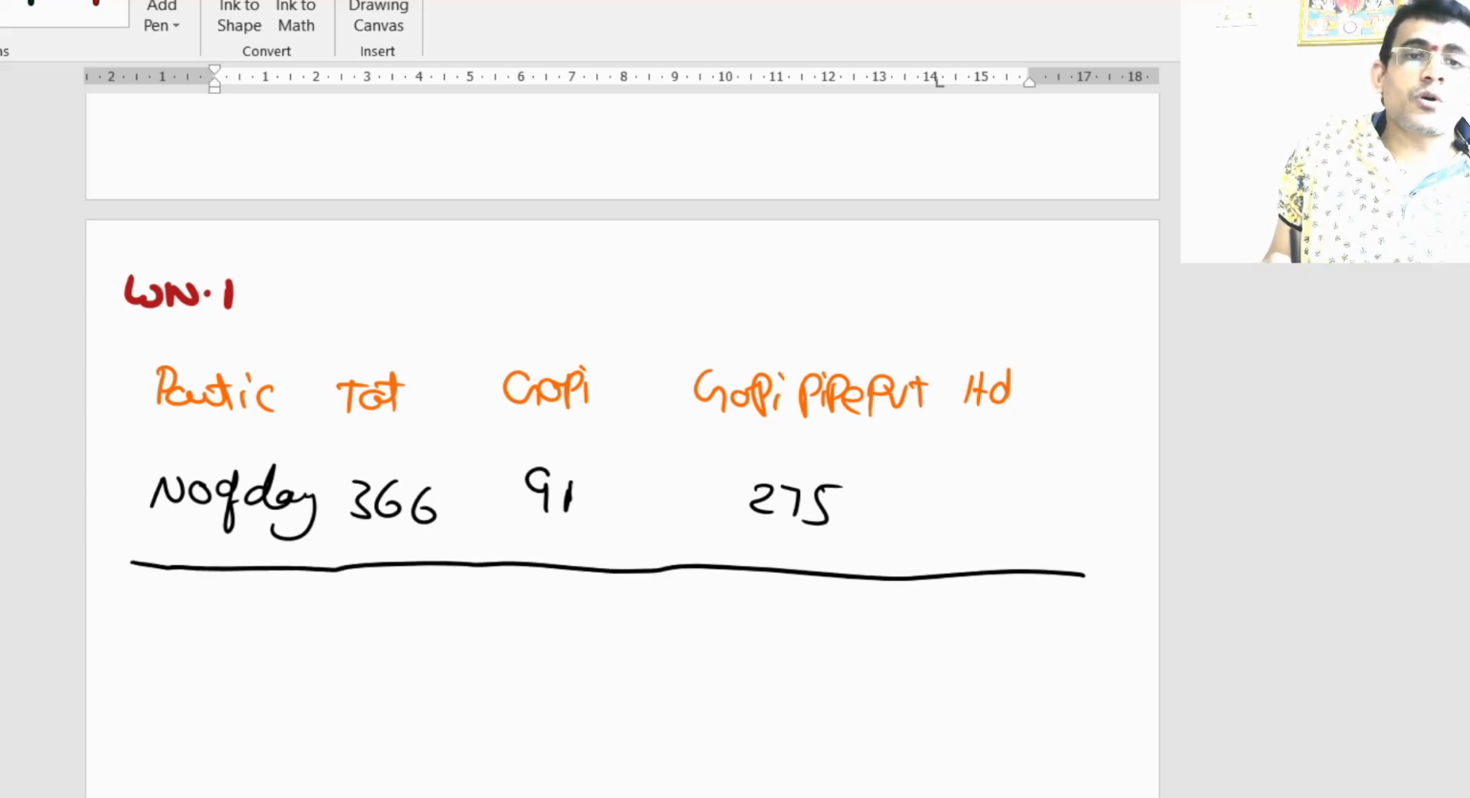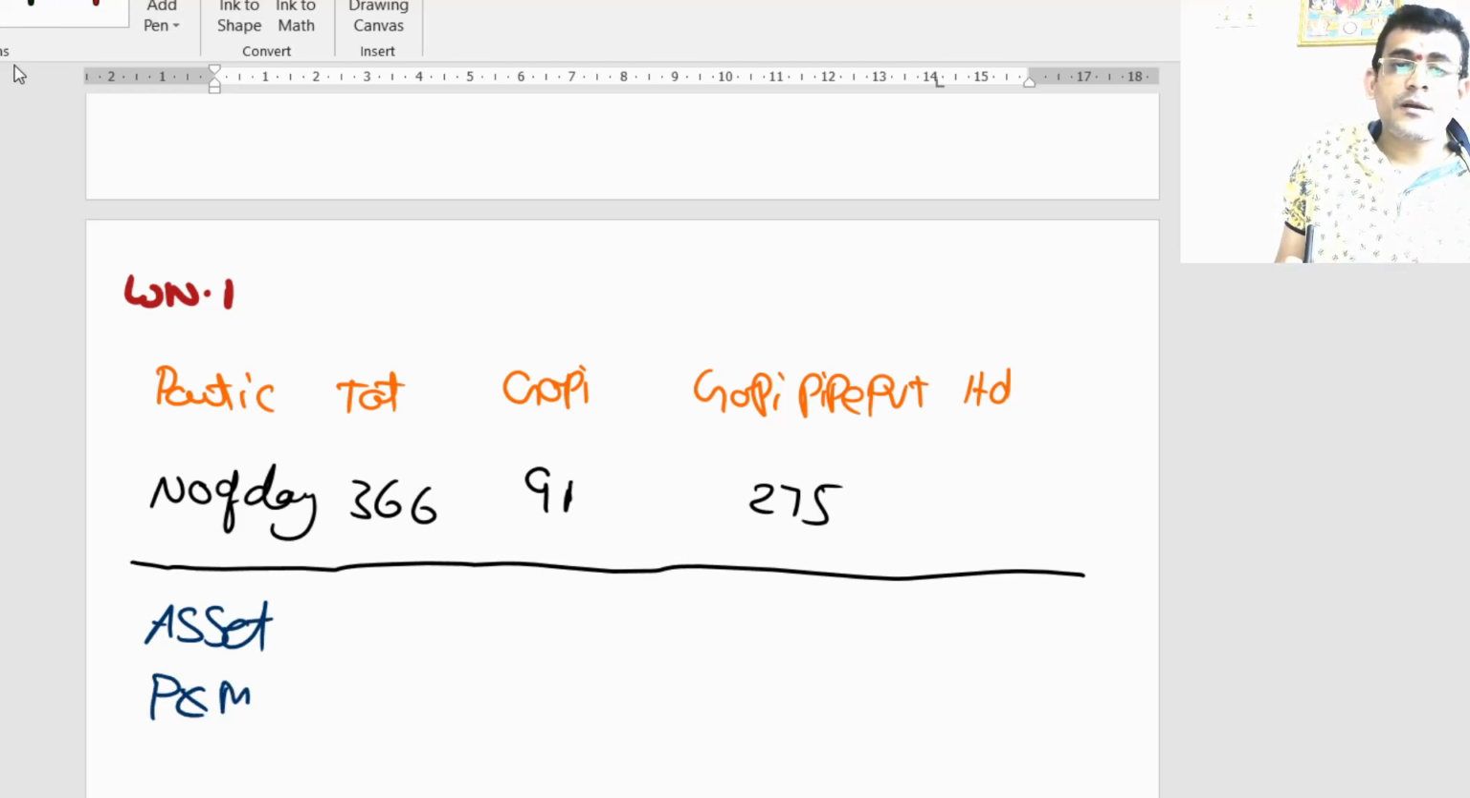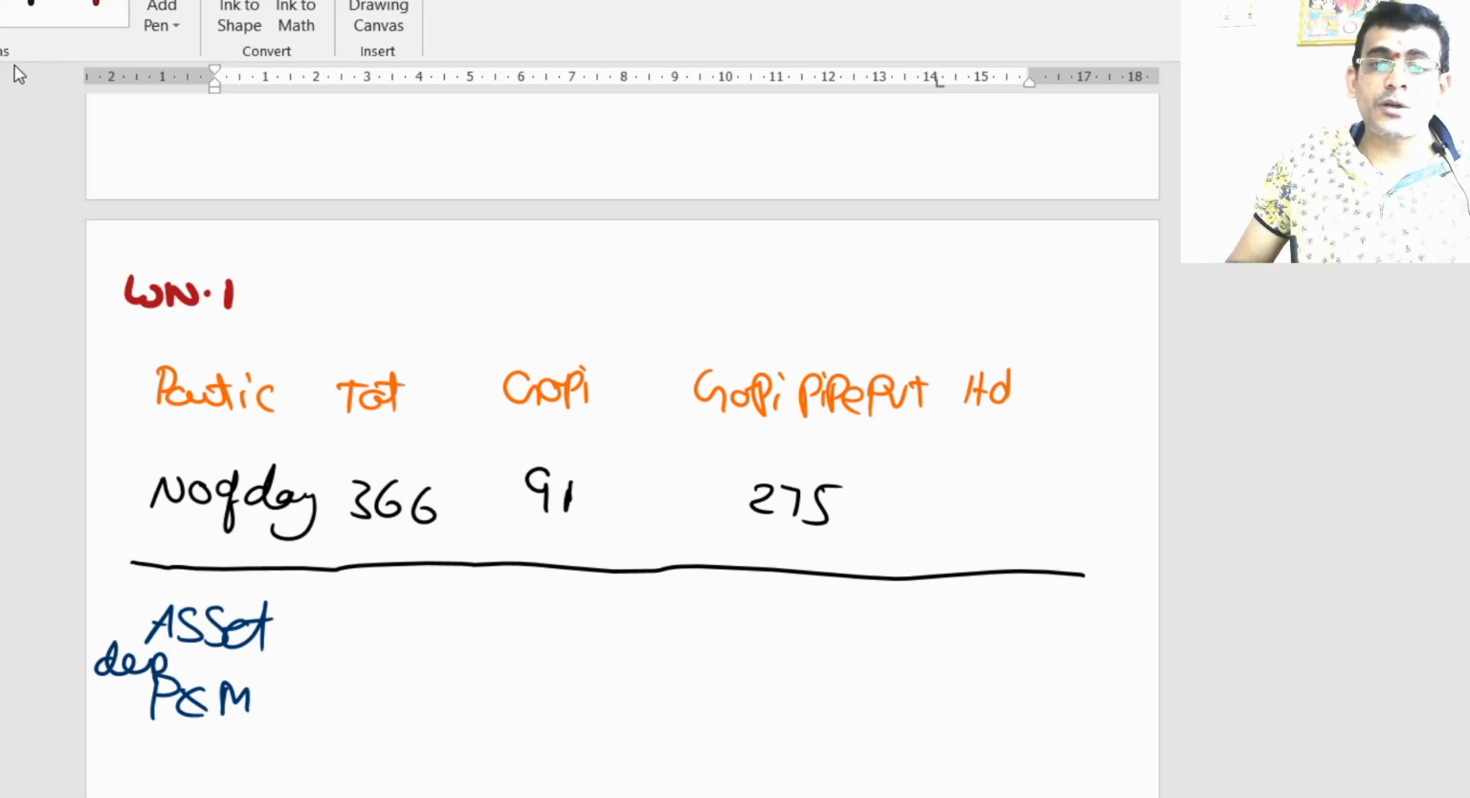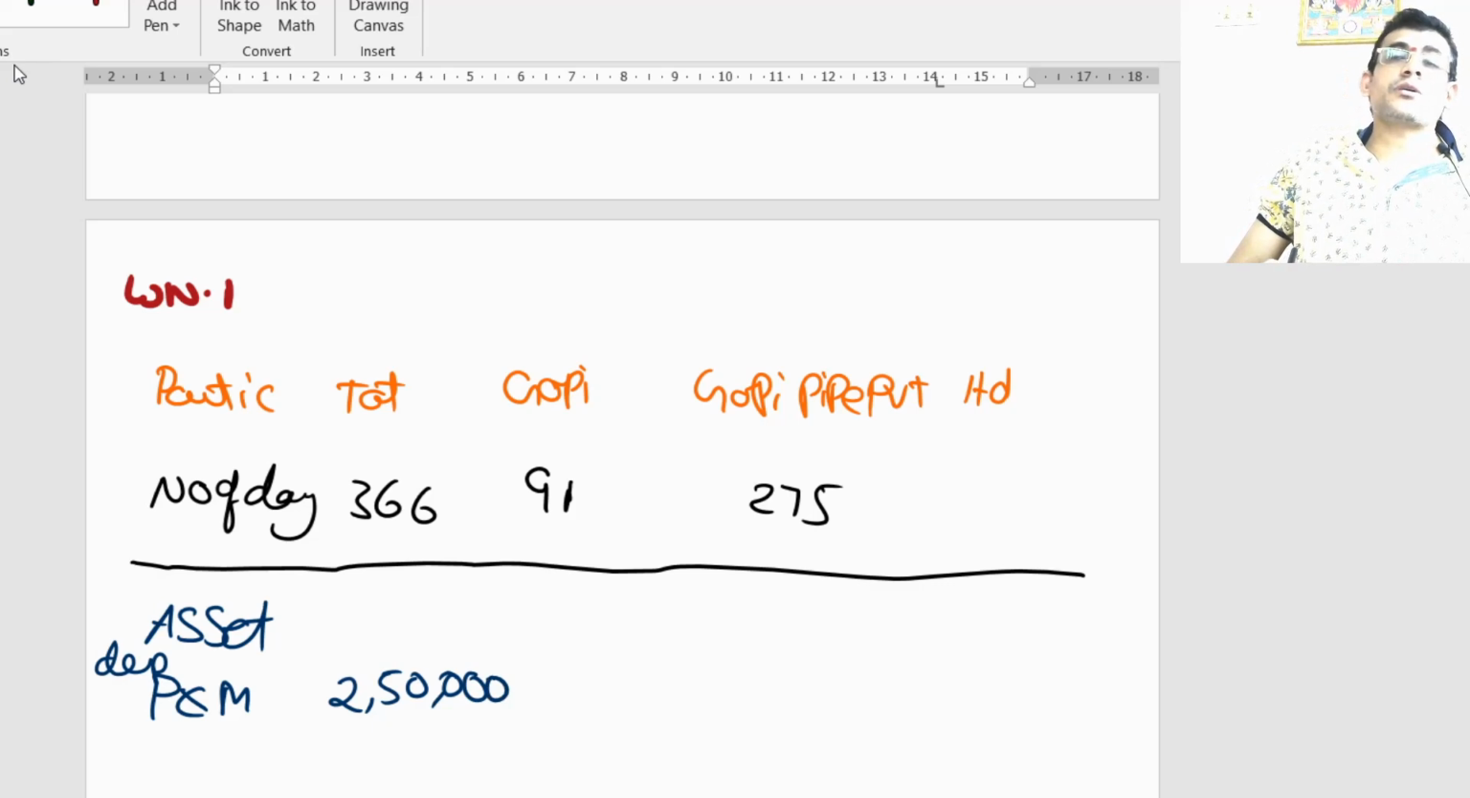Now, let us move on to the other part. Assets. What are the assets you have? 2 assets we are having. First, let us take the plant and machinery. What I will be taking? Depreciation part. Depreciation on plant and machinery. Already we have calculated there. The total is coming to be what? In total column, let us consider 2,50,000 as the amount of depreciation. Now what I am supposed to do, apportion that to Gopi and to Gopi Pipes in the ratio of 91:275.